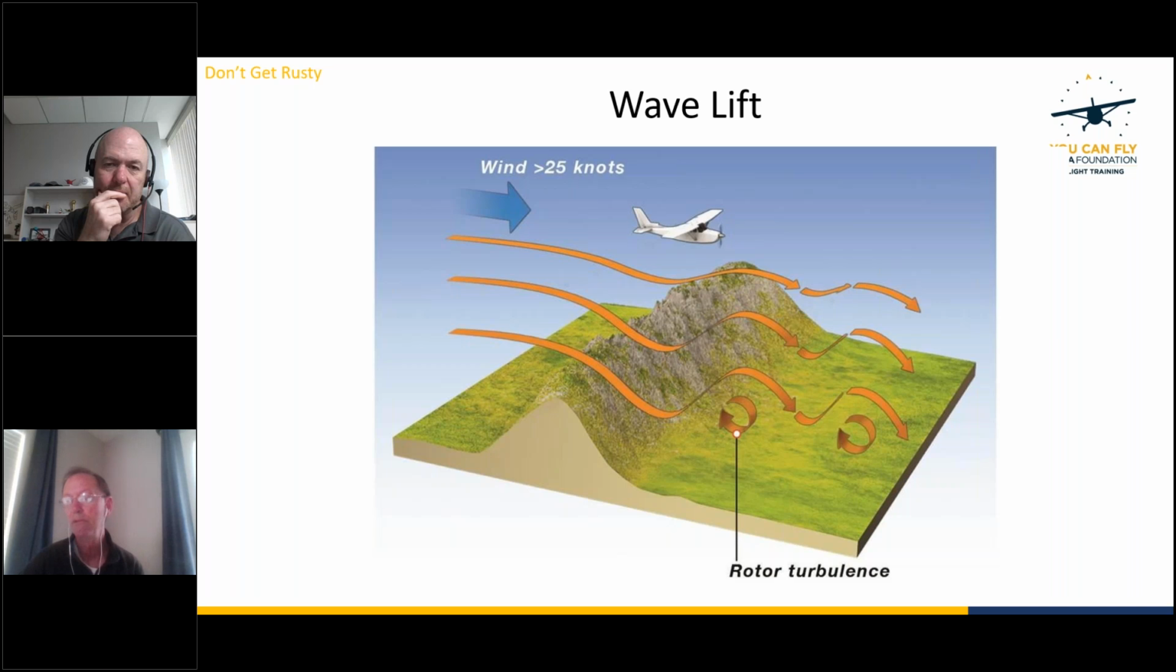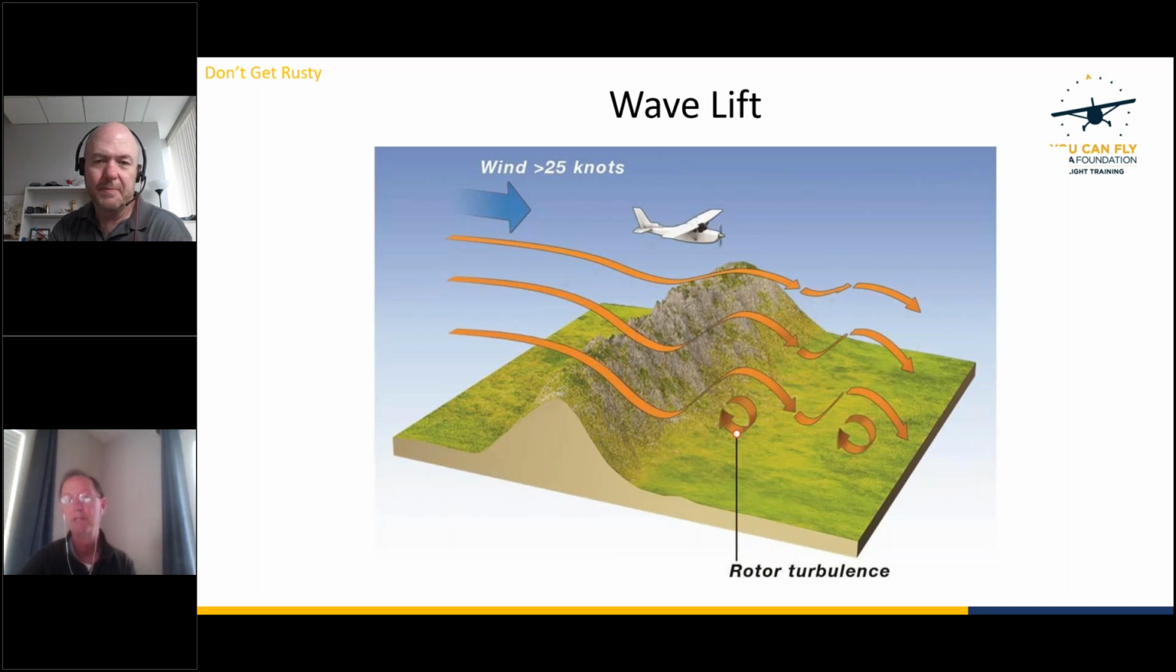You get the same kind of effect as you've probably seen water going over a rock in a stream, where downstream of the rock, you'll see what are called standing waves, which are generated by the stability of the water trying to regain its original position. The same thing happens with air. And so if you've got a strong enough wind blowing over an obstruction, you can get this wave effect.